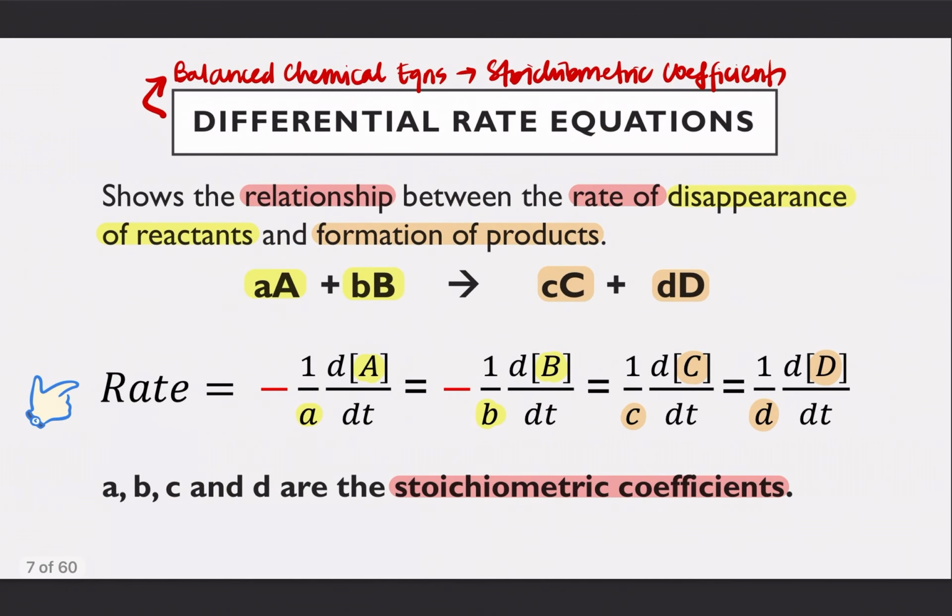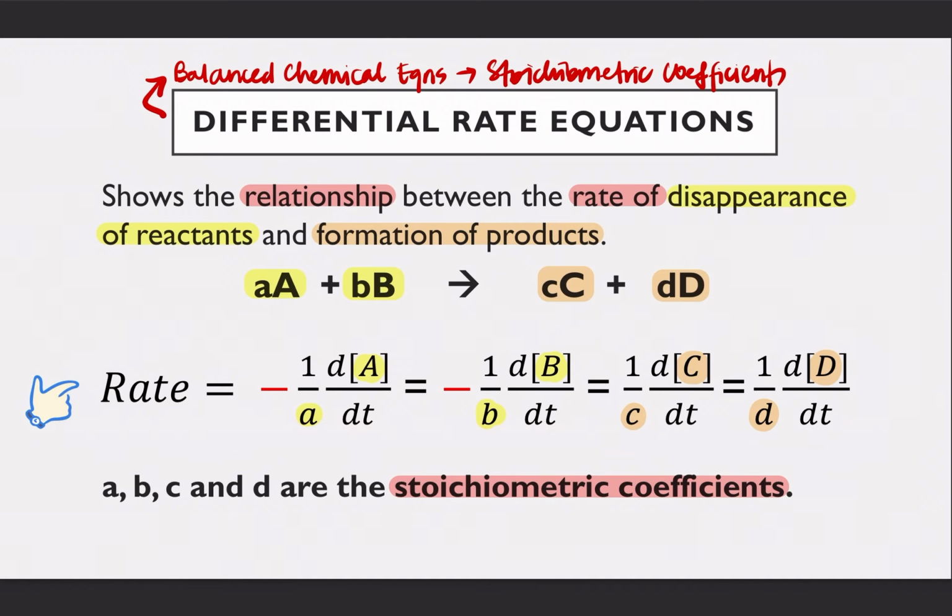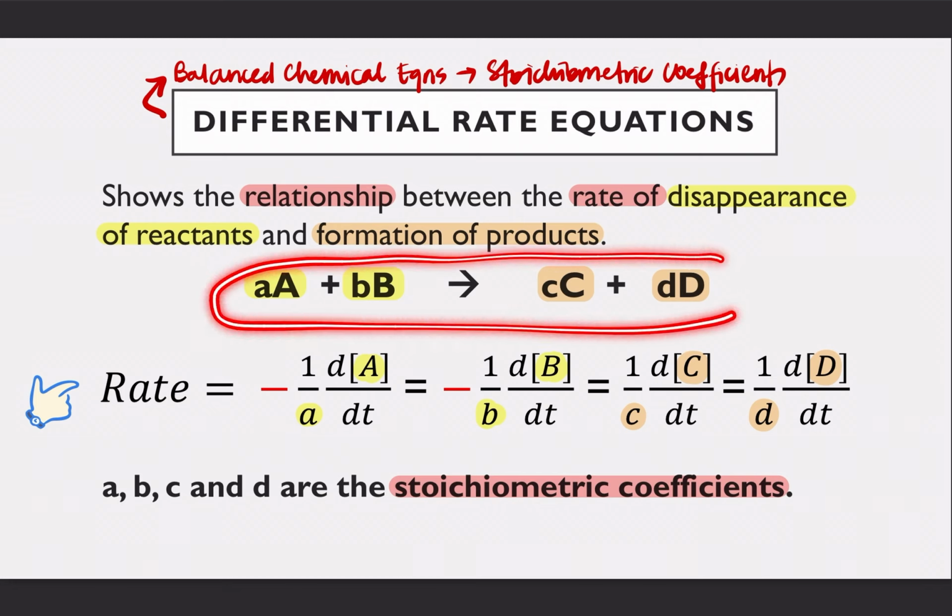Okay, next term you need to know is differential rate equation. So, differential rate equation shows the relationship between the rate of disappearance of your reactants and the rate of formation of your products. So, consider this general chemical equation here. The way to write your differential rate equation is like this. So how? You will look at the stoichiometric coefficients at your balanced chemical equation.